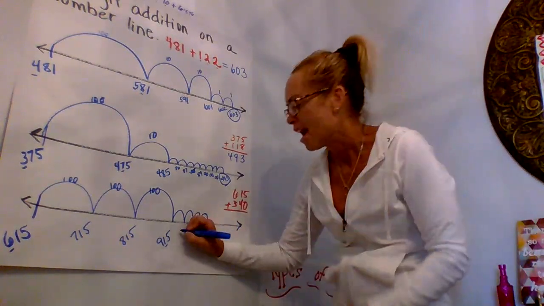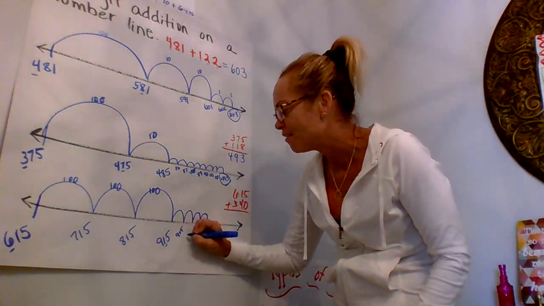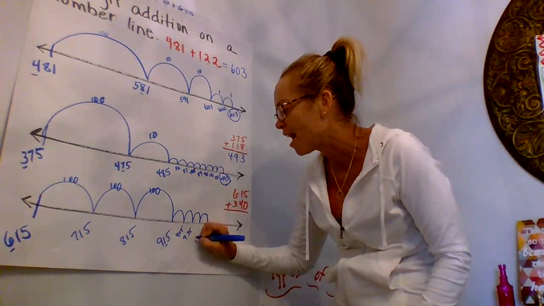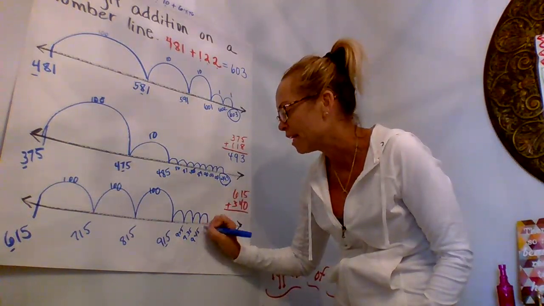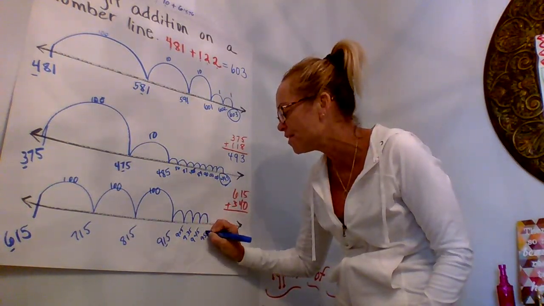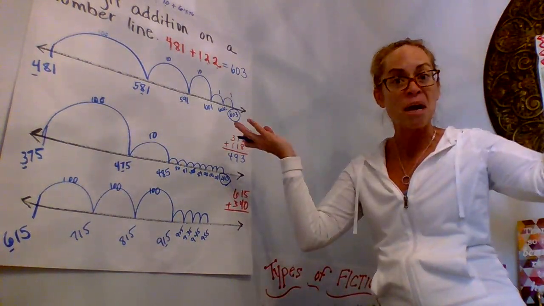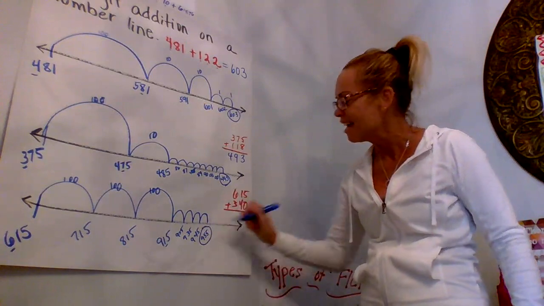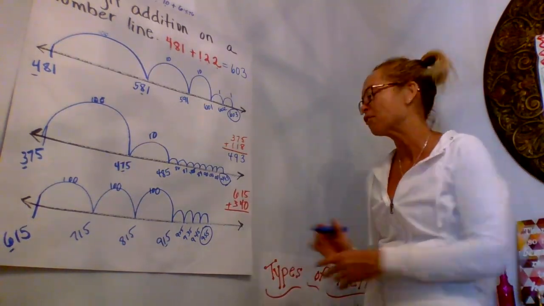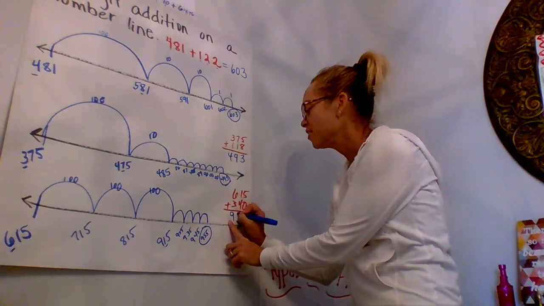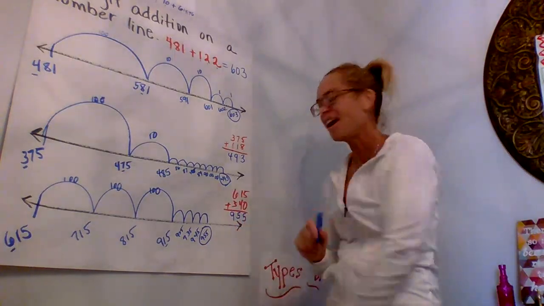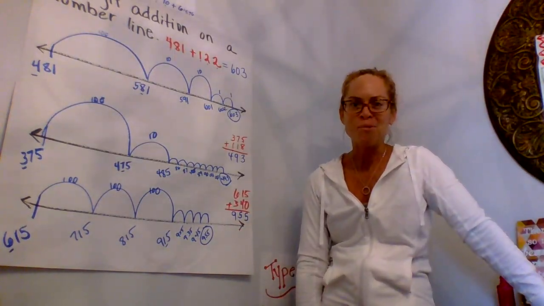915, 925, 935, 945, 955. And 0 ones. We don't have anything, so this is the end. 615 plus 340 is 955. And there you go, boys and girls.